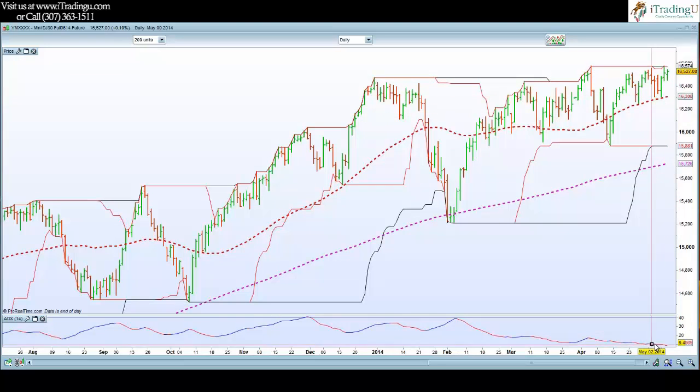Again, the ADX is weak. It's not showing any trend here. We've been going sideways, but I will buy on a break of this high. I might stop at the low of the day, of the breakout day. We can see we're still in an uptrend here.